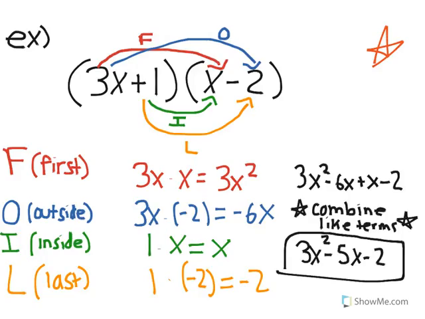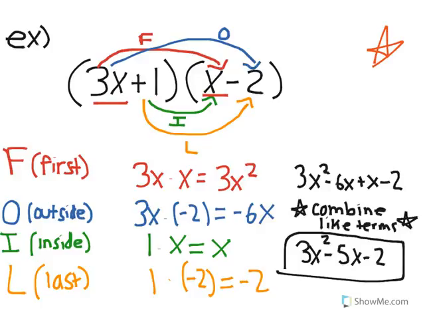Okay, here's a written out example of FOIL. And we have 3x plus 1 times x minus 2. Okay, let's go through our FOIL steps. First, F in FOIL. I take the first term of each binomial, which is 3x and x. They are the first terms in both, and I multiply them out. So 3x times x is equal to 3x squared.